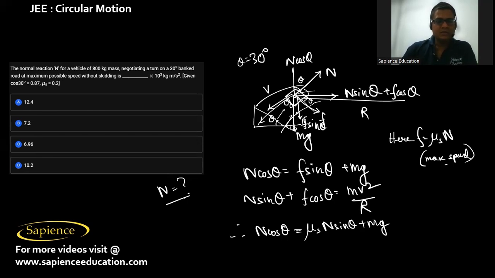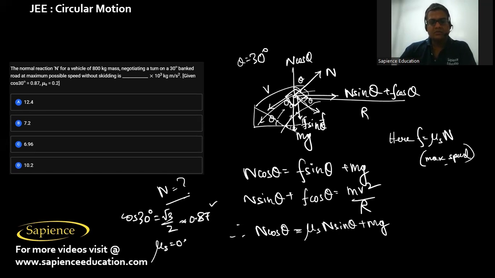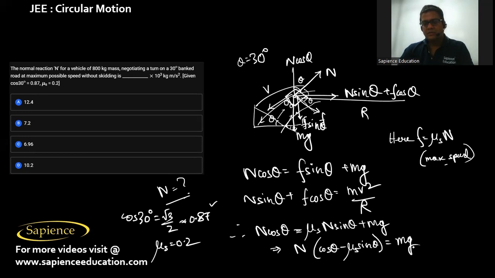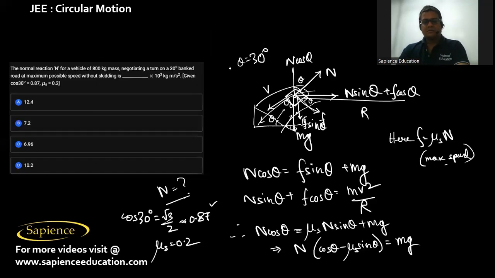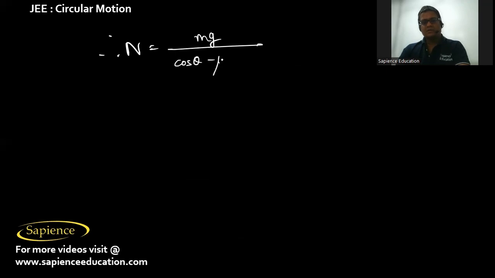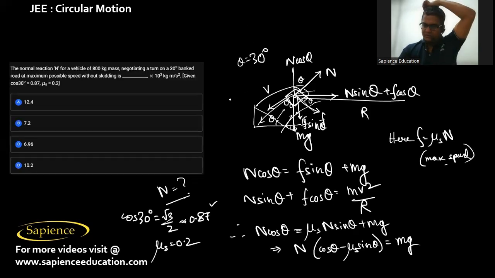Now cos 30 degree is root 3 by 2, but its value has been given as 0.87, we have to use that, and mu s is 0.2. So therefore n into cos theta minus mu s sin theta is equal to mg. So n will be equal to mg by cos theta minus mu s sin theta.